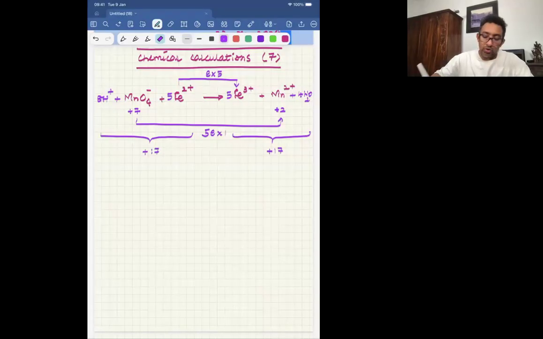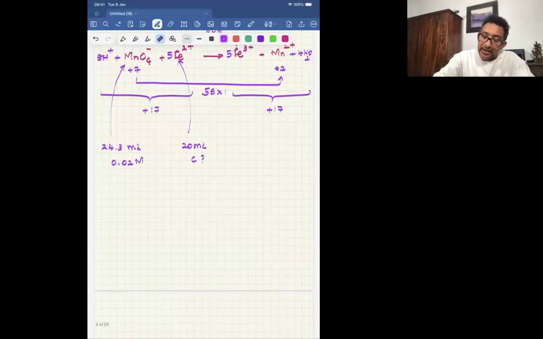24.3 milliliters of 0.02 molar potassium permanganate reacted with 20 milliliters of iron 2. Calculate the molarity of the iron 2 solution. So what is the concentration? Whenever you do that, you write it like number of moles of Fe plus 2 to number of moles of permanganate.